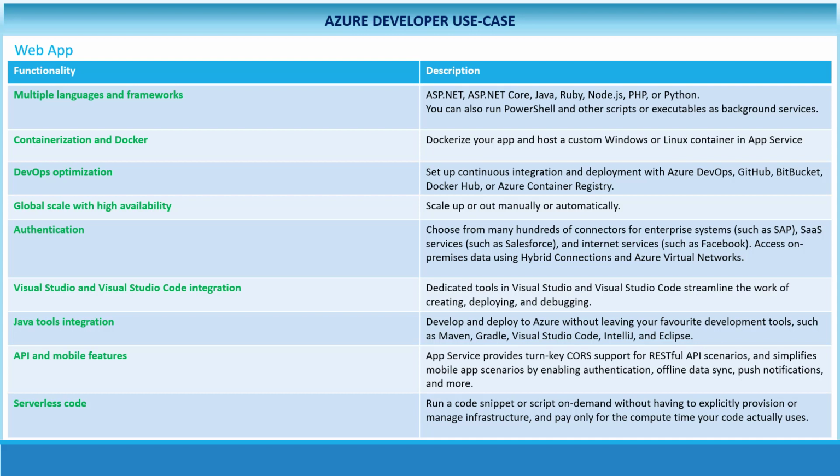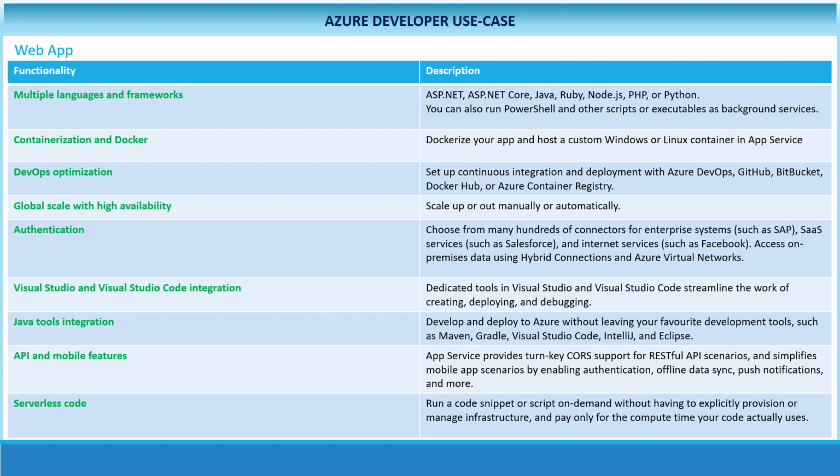DevOps optimization. We can apply continuous integration and deployment for web app with GitHub, with Bitbucket or Docker Hub or Azure Container Registry. Global scale with high availability.